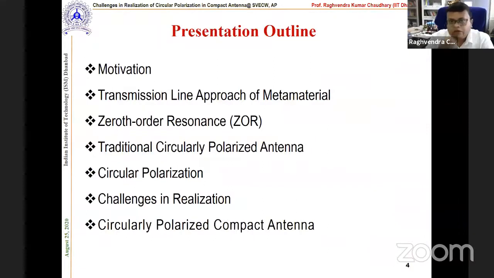Coming to the presentation outline, the flow will be like this. We'll start from the motivation and revise what we saw in our last lecture: the transmission line approach of the metamaterial, and we'll find the ZOR again. We'll see some traditional circularly polarized antennas and try to find out what the problems are. Then we'll see the basic theory of circular polarization and the main parameters we are supposed to realize, and then I will talk about the challenges. Finally, I'll show what we developed in the lab. Correct. So this will be the usual flow.